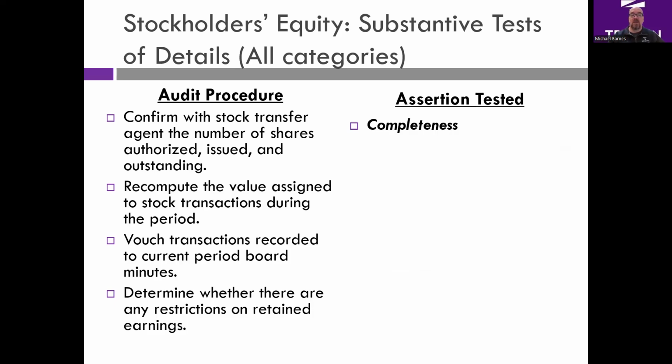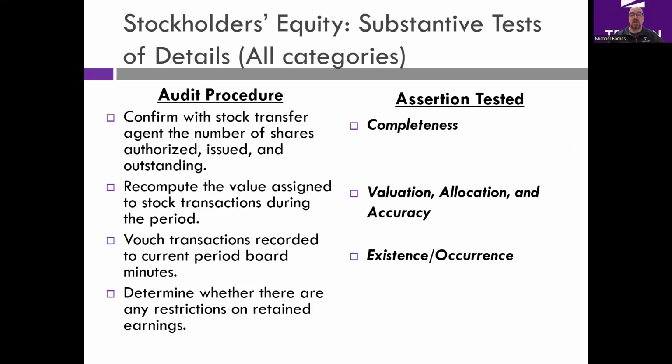Recompute the value assigned to stock transactions during the period. We have a recomputation test that's definitely going to be valuation, allocation, and accuracy. Want to vouch transactions recorded to current period board minutes. So if we're vouching, then we're testing from top to bottom, which is going to be our existence test. And determine whether there are any restrictions on retained earnings. Okay, so if we concern ourselves with retained earnings, sometimes we may have restricted retained earnings, which means that it cannot be used for payment of dividends. It must maintain a certain balance and cannot go below that balance, which if you remember, when you pay out retained earnings, that's a liquidation of retained earnings, basically. If restricted, then that's going to be a different category of retained earnings that cannot be used for that purpose. So if it's a different category, we're talking about classification.